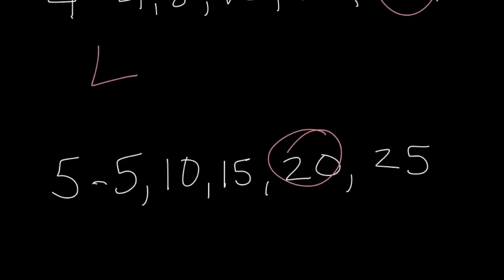So 20 is our least common multiple. The second number choice was 6 and 7. So to find the multiples of 6, we will skip count by 6. So we will start with 6, 12, 18, 24, 30, 36, 42, and so on and so forth.